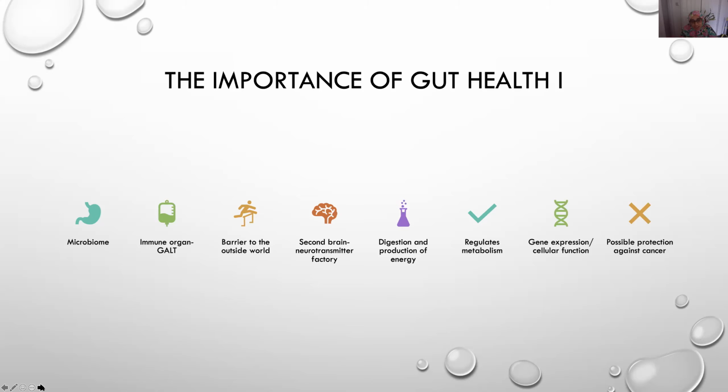And the other thing is that the chemicals that are produced in the gut, such as serotonin, which many of you may have heard of, are actually produced more in the gut than in the brain. So it's actually what we call a neurotransmitter factory. So it's a chemical factory. So the two are very closely intertwined.